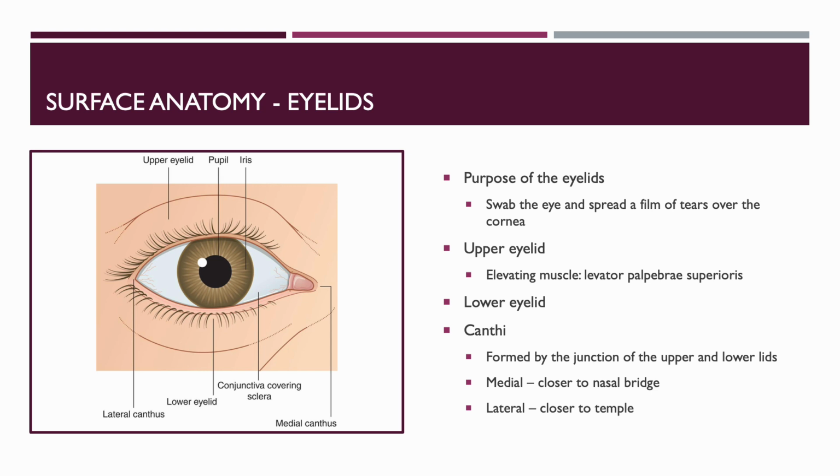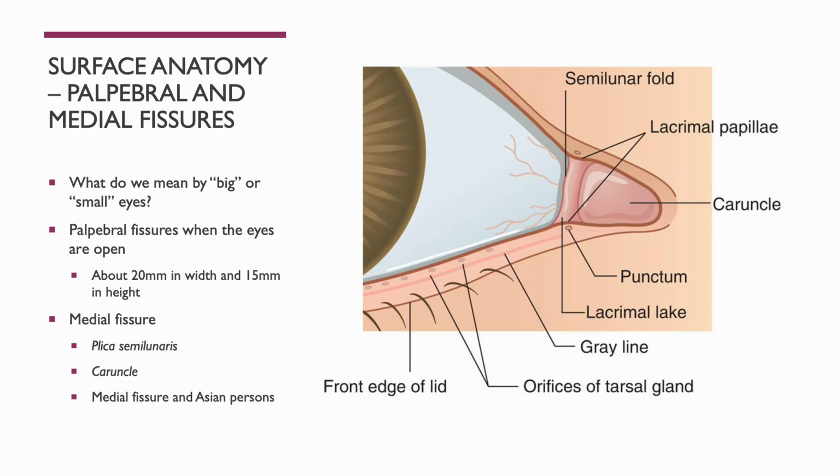Normally, when the eyes are open, a triangular space is visible on either side of the cornea. These spaces are called canthi and are formed by the junction of the upper and lower lids. The medial canthus is closer to the nasal bridge, whereas the lateral canthus is closer to the temple. Most eyes are practically the same size. So what do we mean when we refer to eyes as being big or small? When we say this, we're referring to the portion of the eyes visible on external examination, which itself depends on the size and shape of the palpebral fissure. When the eyes are open, the palpebral fissures measure about 30 millimeters in width and 15 millimeters in height.